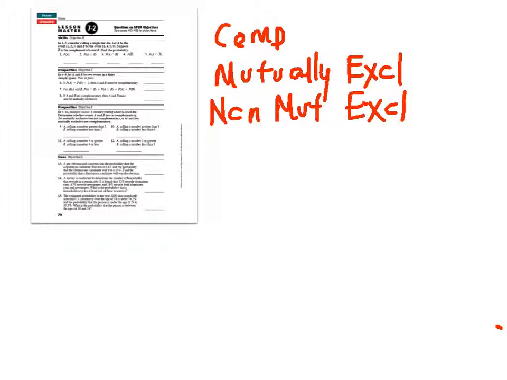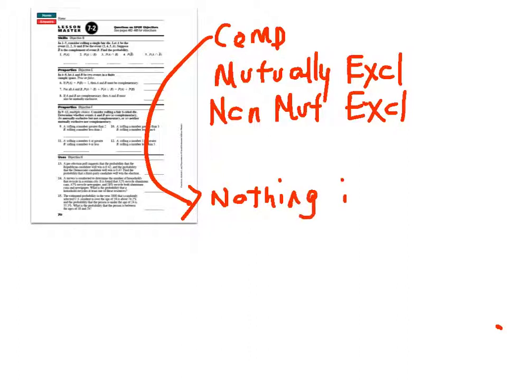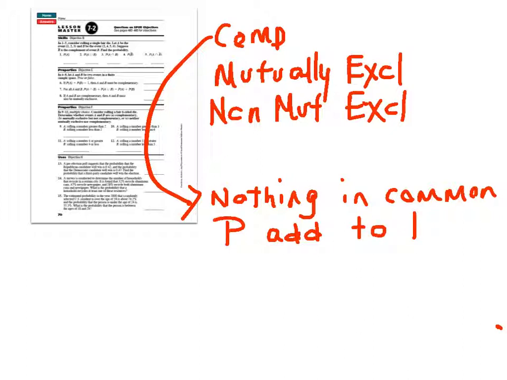Easiest way to think of this: complementary means there's nothing in common between the two sets. If I have set A and set B, nothing in common, and their probabilities add to 1. That's what it means to be complementary. For example, if event A is rolling a 2 on a dice and event B is not rolling a 2 on a dice, they have nothing in common. One set would be 2, the other set would be 1, 3, 4, 5, and 6, and together their probabilities add to 1.